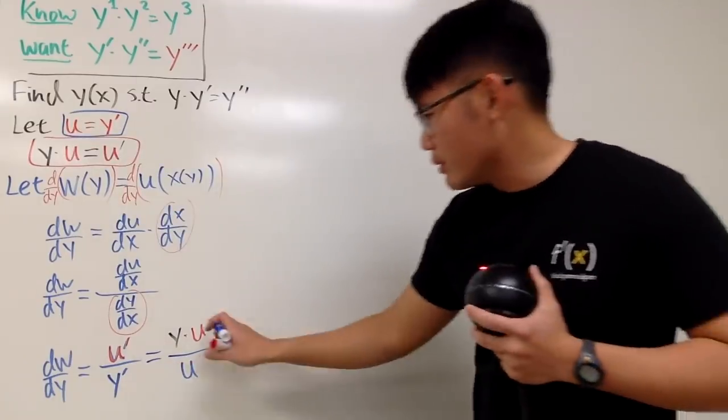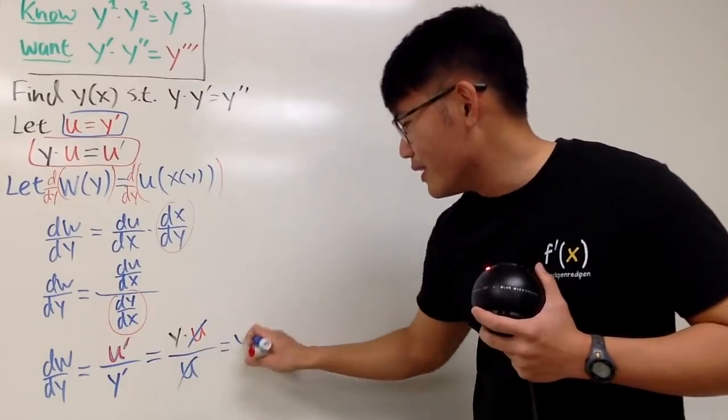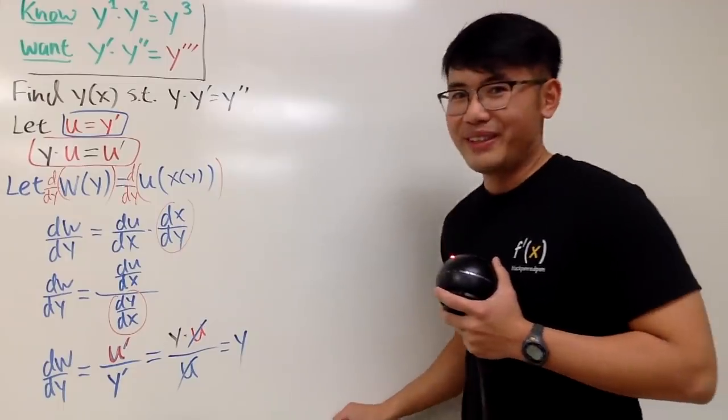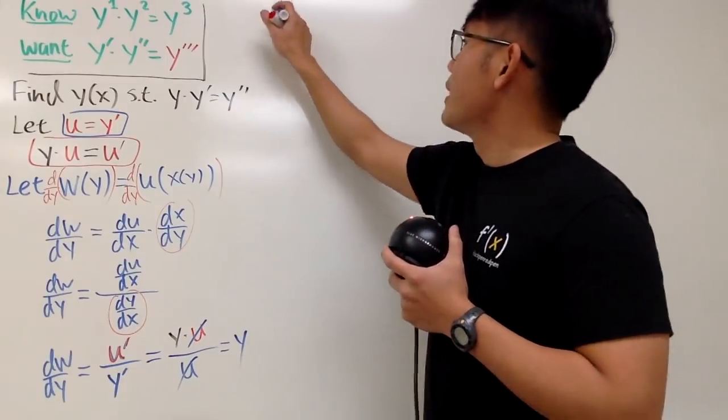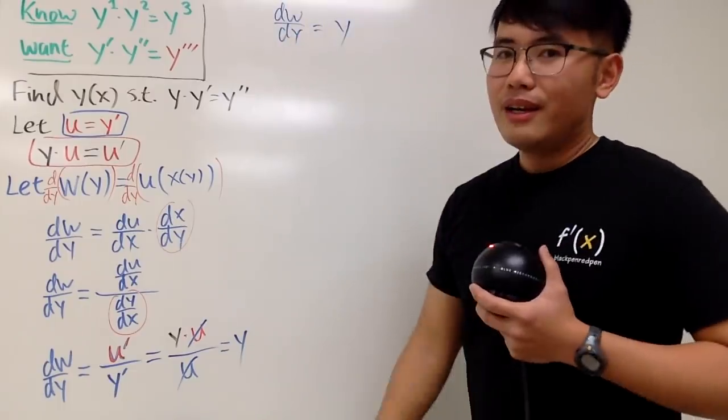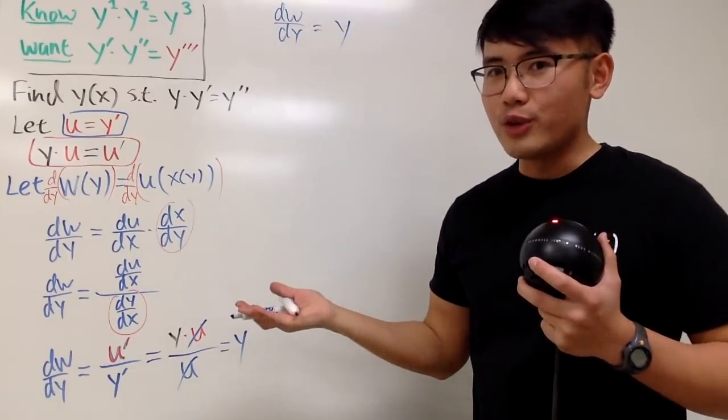So what's this? Cancel, cancel. You get just a y. This is wonderful, and we will continue. So let me just write it down right here for you guys. dw/dy is equal to y. And now we have a more legitimate differential equation to solve.